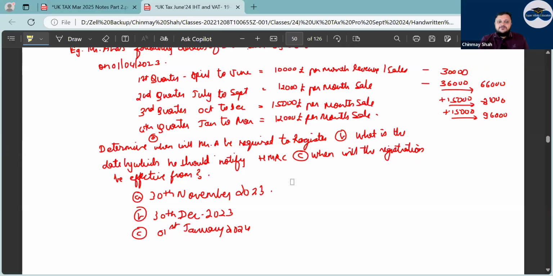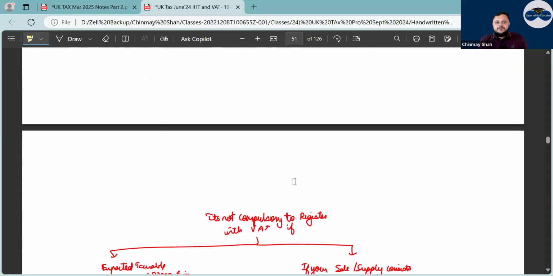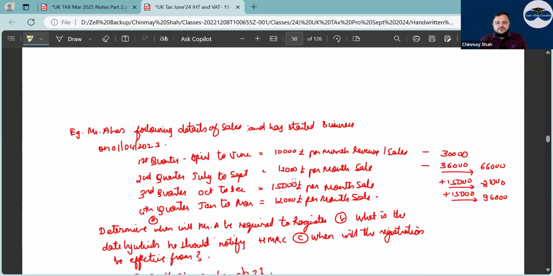And then at the end, when will the registration be effective from? The first day of the second month after, whatever you want to say. So from 30th November, which is the second month? December and January. Its first day. That means 1st January 2024. Correct? Makes sense.